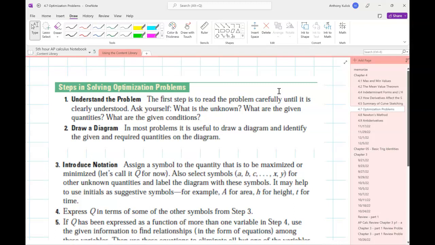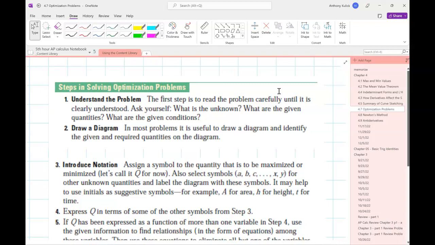Questions you might want to be thinking about while you're doing that: what are the unknowns? What are the given quantities? What are the given conditions? The second step would be to draw a diagram. In most of these problems, it's going to be extremely useful to have a picture to rely on, especially one that you can label the quantities on. A lot of these are going to be geometric in nature. So like, you have a cone and a cylinder's inscribed in it.